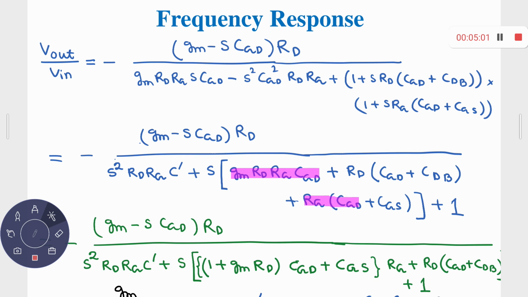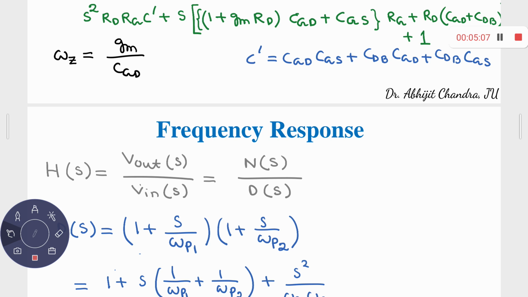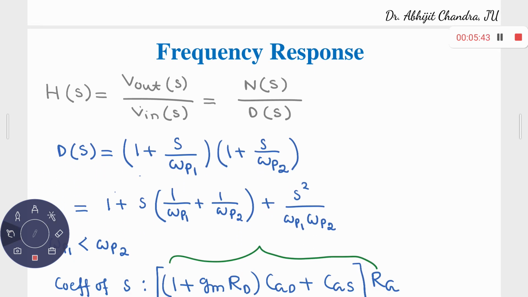So I can write this expression as H(s), which is nothing but Vout(s) by Vin(s). That means the effect of the capacitors is taken into account, and this is presented as the ratio of two polynomials, the numerator polynomial and the denominator polynomial. Now if you equate the numerator to 0, then what you get are the zeros of that particular transfer function. And if you equate the denominator to 0, then you get the corresponding poles. Right? Now this D(s) can be represented in that particular form: 1 plus s upon omega p1, multiplied with 1 plus s upon omega p2.